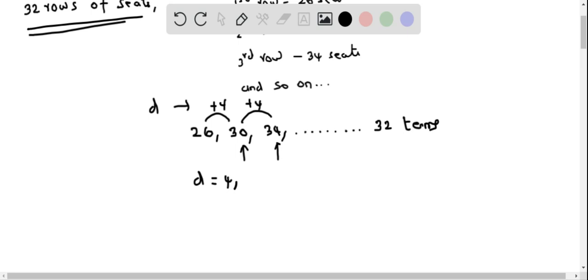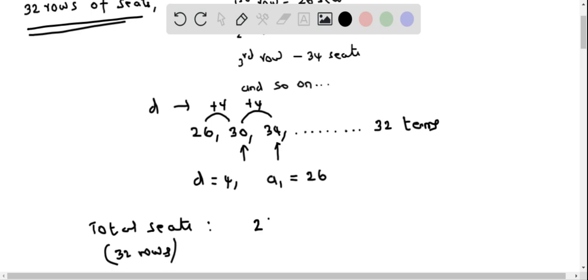This is d equal 4. And the first term of this sequence is a1 equal to 26. And to determine the total number of seats, we consider this as a series for 32 rows. We write this as a series, that is, we have to find the sum of 26 plus 30 plus 34 plus and so on till 32 rows, or in arithmetic series, we write this as 32 terms.